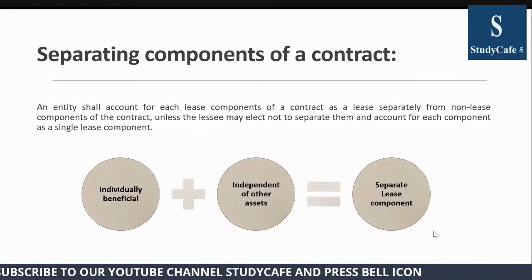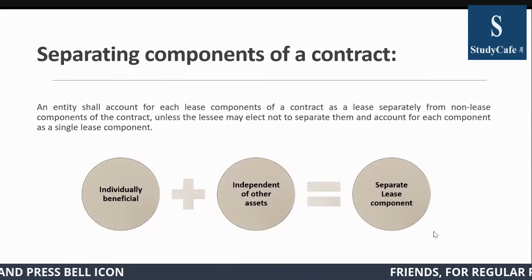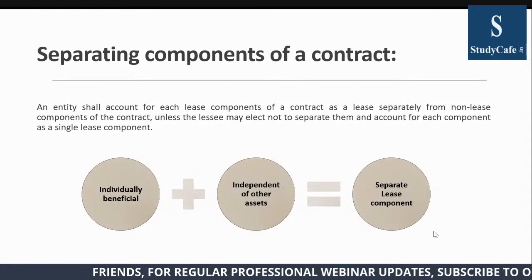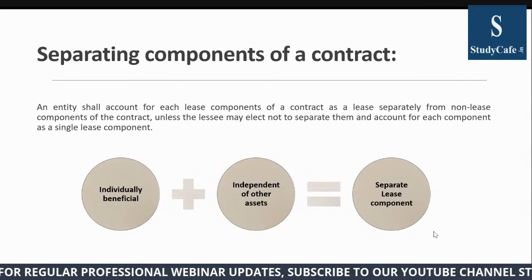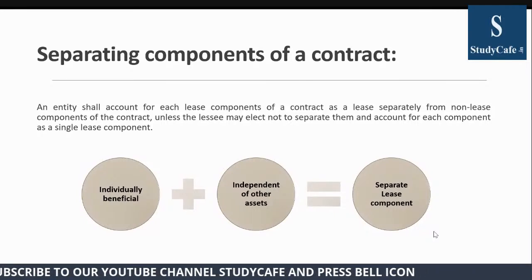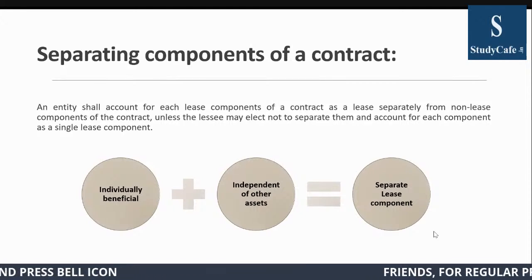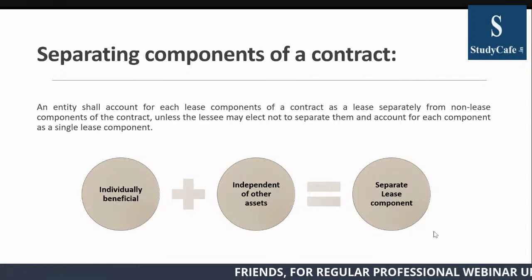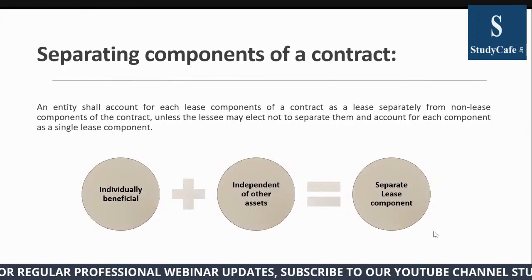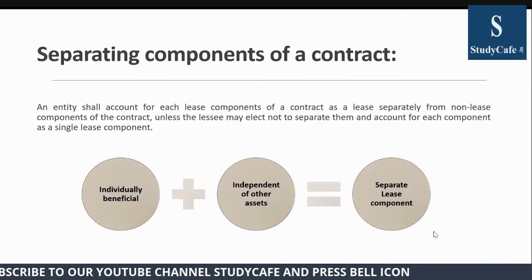We will take a practical example to understand this entire case. For now, let's just understand that when there is a lease component and another non-lease component in a single contract, then the lessee is required to separate these two. And what factors will it consider while separating? Whether the components are individually beneficial, and whether the assets are independent of each other. If there are multiple lease components, then it will also separate those lease components based on the assessment that the assets are individually beneficial and independent of other assets.